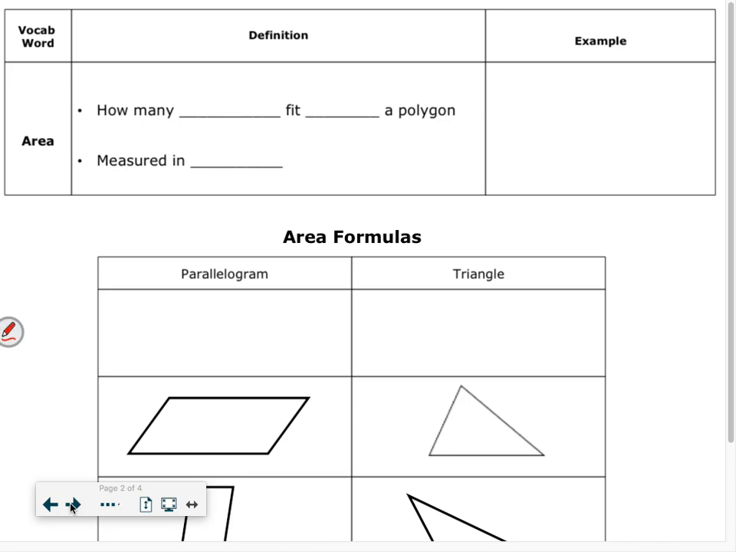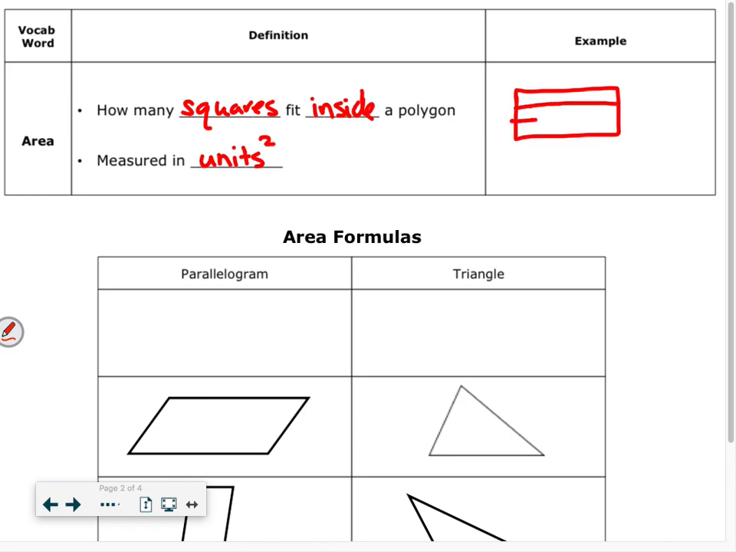You've heard this word before, probably since elementary school. It's really how many squares fit inside a polygon. And remember, we measure in units squared. So just a brief, quick example. Here's our rectangle. If we had 3 units going down, and 1, 2, 3, 4, 5, 6 going across, the area would be 6 times 3, or 18 units squared, because we have 18 squares.